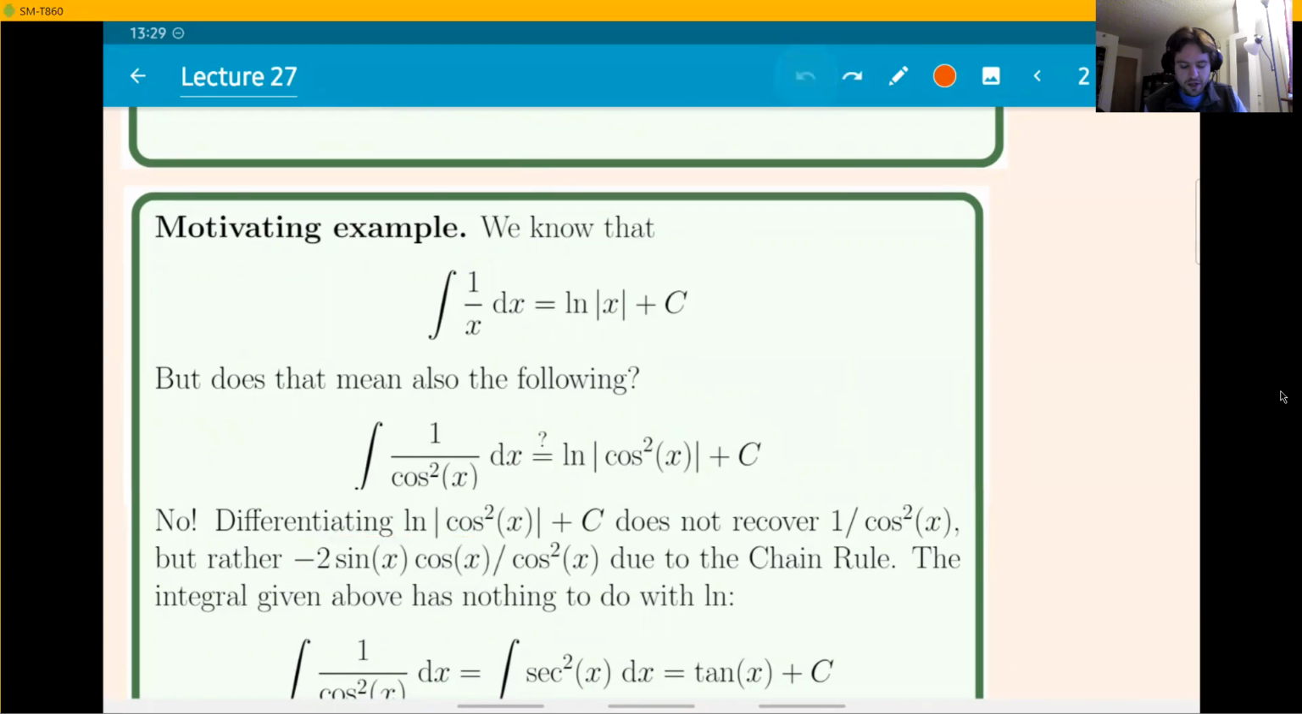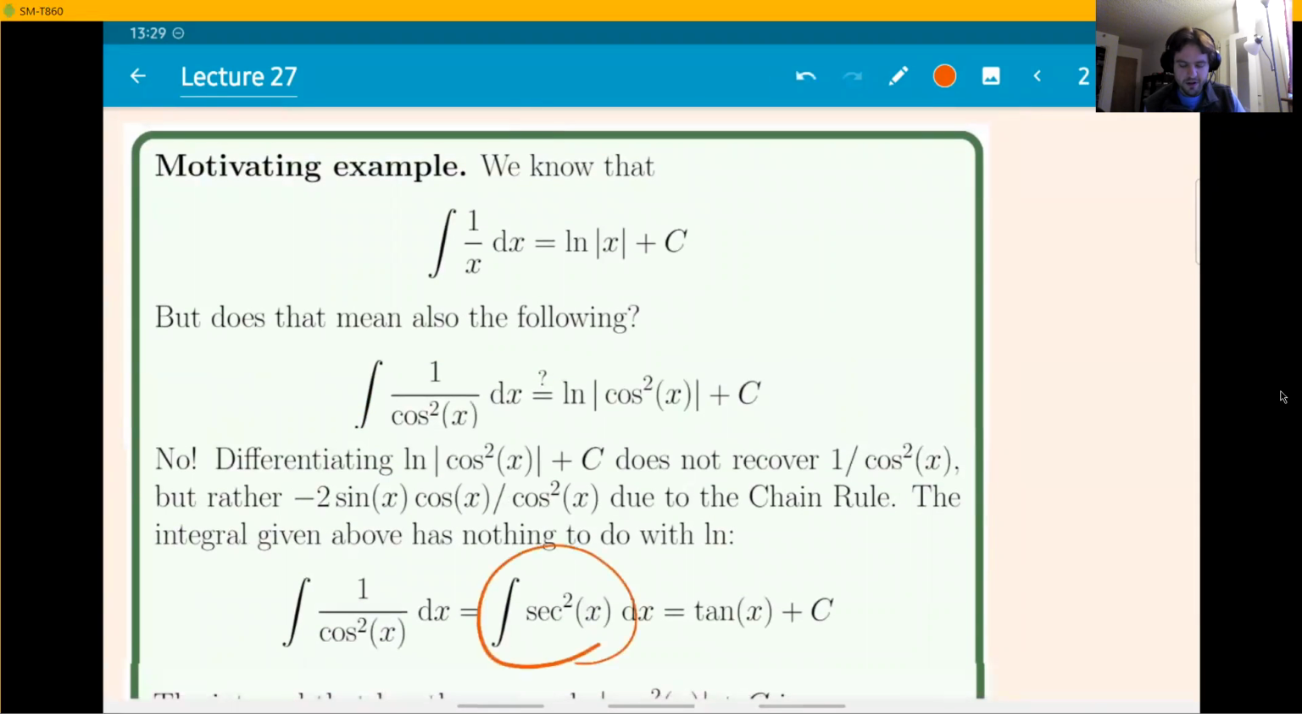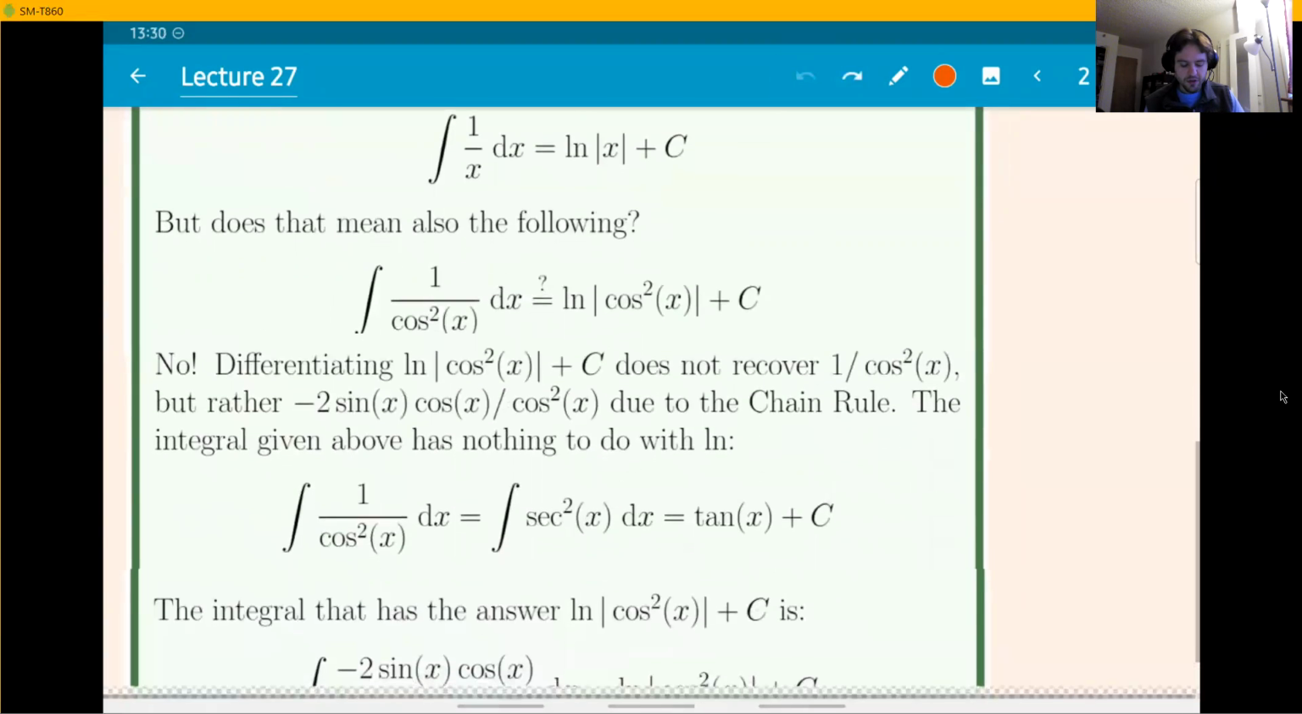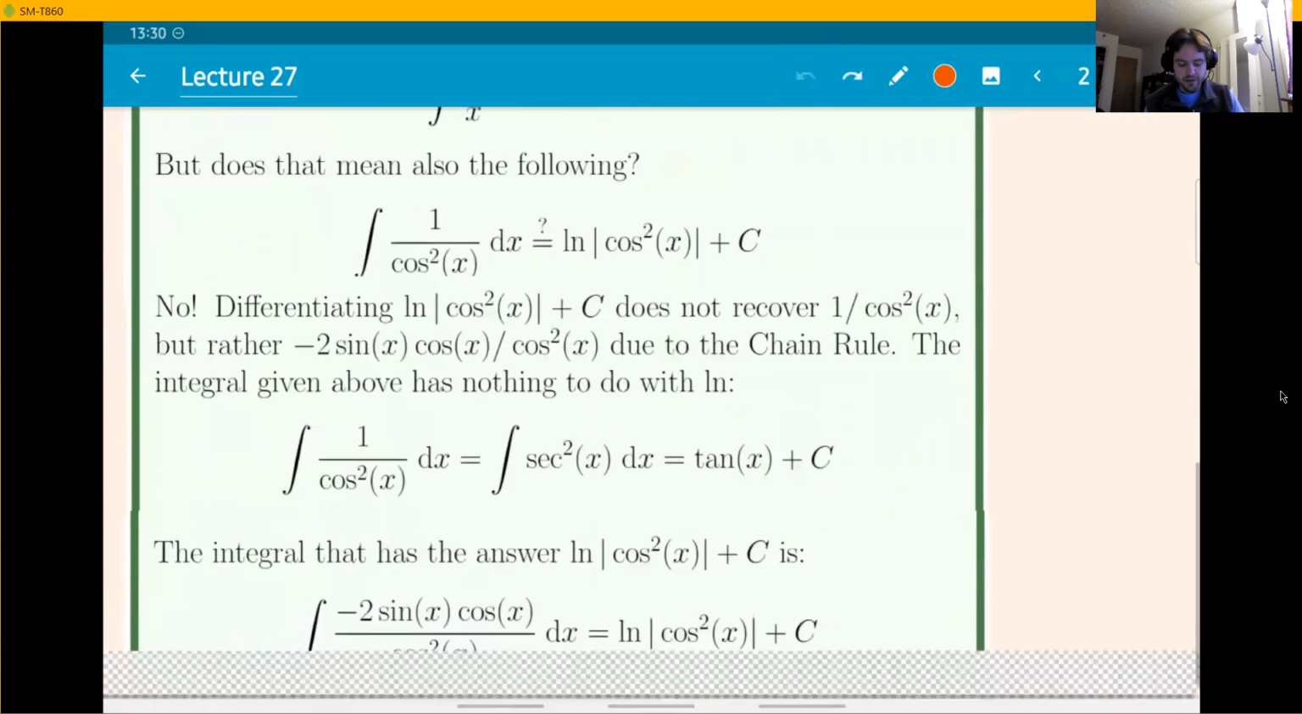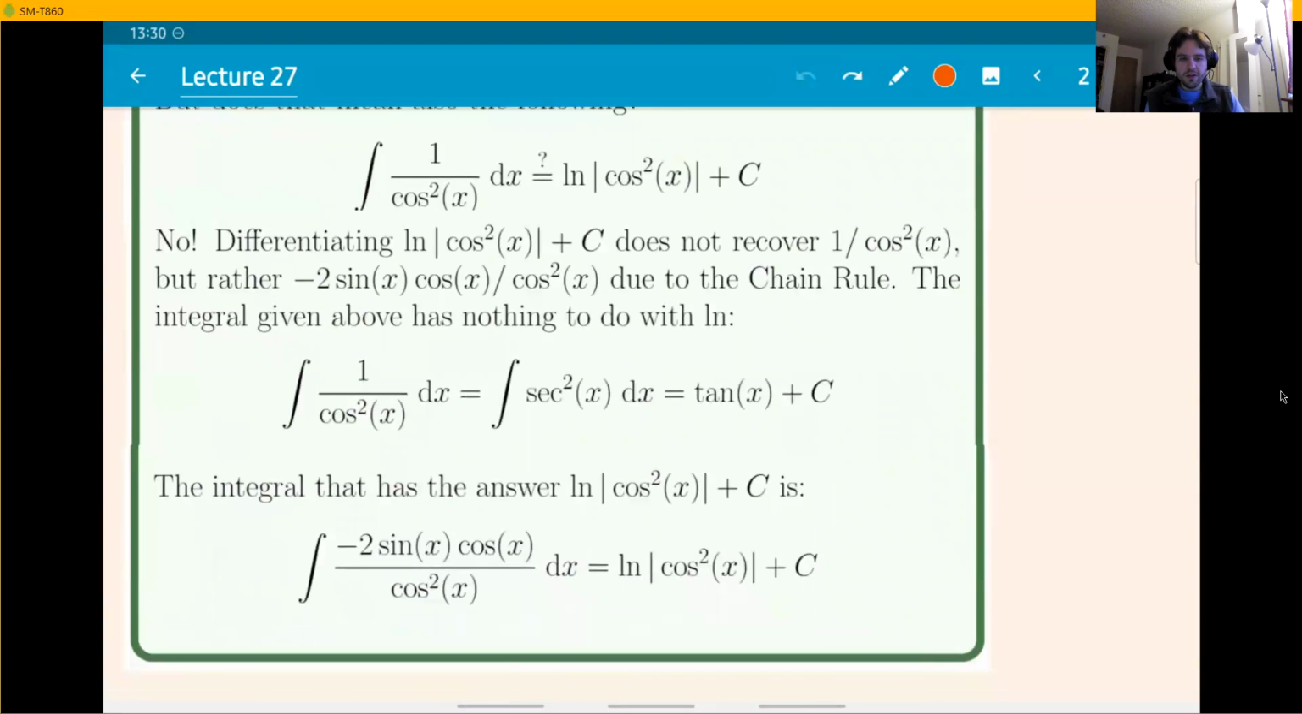So the integral itself, this one actually has nothing to do with the ln function. If you think about this, 1 over cosine square is the same thing as secant square. And that integral we know is tangent. That's how you do that integral. Nothing to do with this function. And the integral whose answer is this function, the integral that has this answer, would have been this one. Once again, why? When you differentiate this function, you recover the one that's inside of the integral, the one that's called the integrand function.